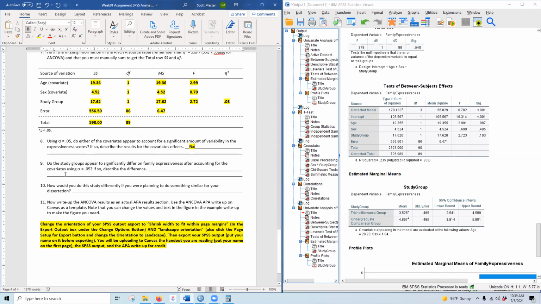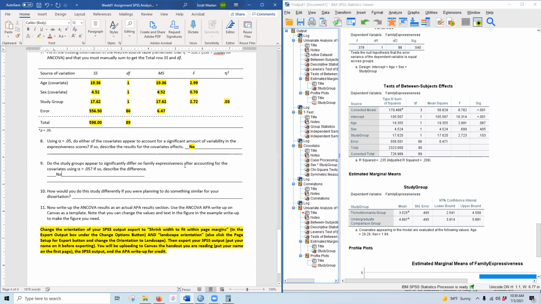Do the study groups appear to significantly differ on family expressiveness after accounting for the covariates using alpha of 0.05? No, that is not less than 0.05. So again, no. Short answer.